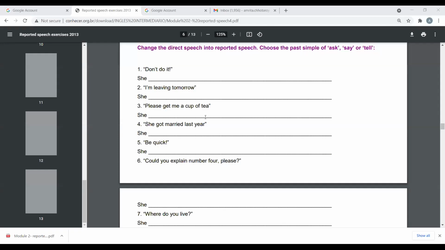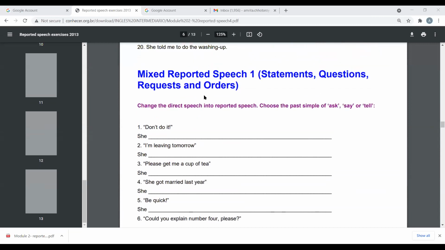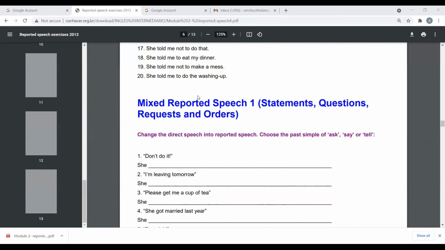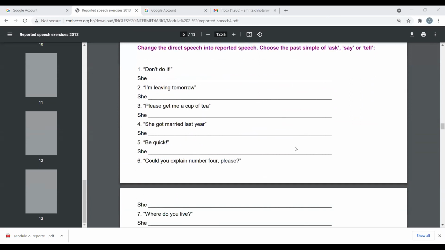Now for some practice. This is your practice exercise for reported speech. You have statements, questions, requests, and orders. Change the direct speech into reported speech. Choose the past simple of ask, say, and tell. Do it now, then I'll give you some time. After that, I'll discuss the answers with you. Questions number 1 to 6 first. First you do, then I'll discuss.